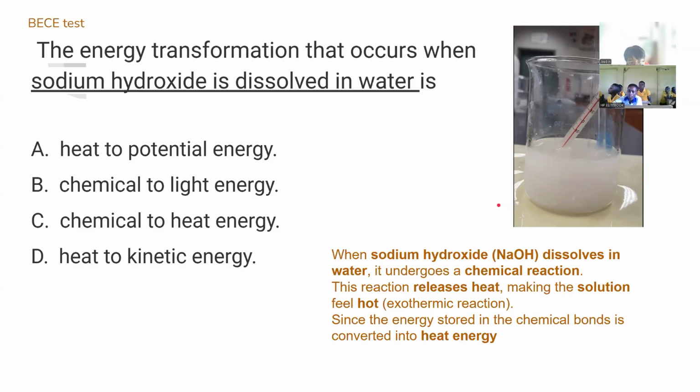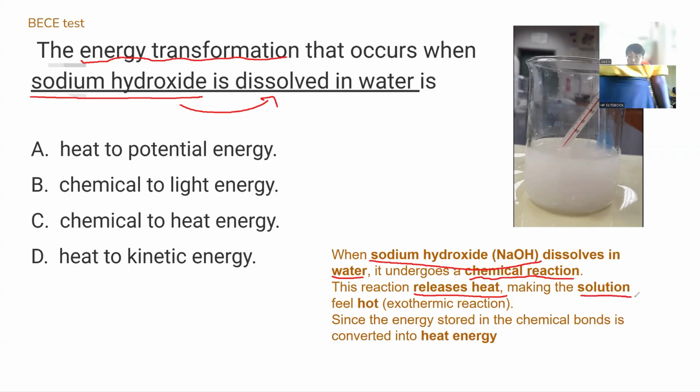Now let's look at this question. The energy transformation that occurs when sodium hydroxide is dissolved in water is... this is a different type of energy transformation since we are dealing with sodium hydroxide dissolution. So when sodium hydroxide, NaOH, dissolves in water, it actually undergoes a chemical reaction, right? And this reaction releases heat. This is a little tricky question. It's a little difficult because you need to know that this chemical reaction with sodium hydroxide produces heat and makes the solution feel hot.